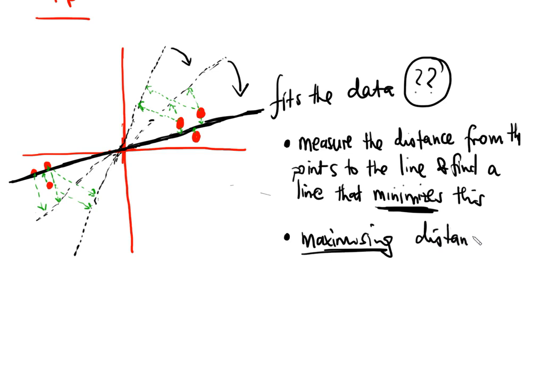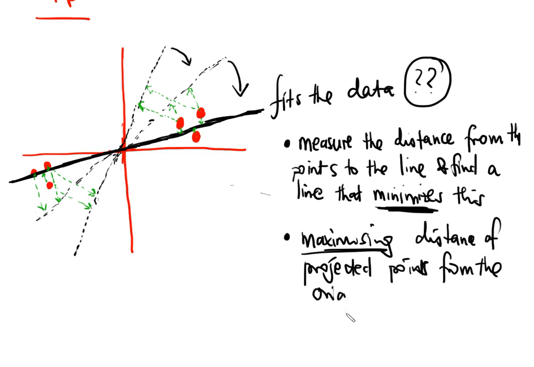distances of projected points from the origin. This is not very intuitive. Maximizing the distance of projected points from the origin. Why the origin, right? That could be a question. Let me use blue for this.